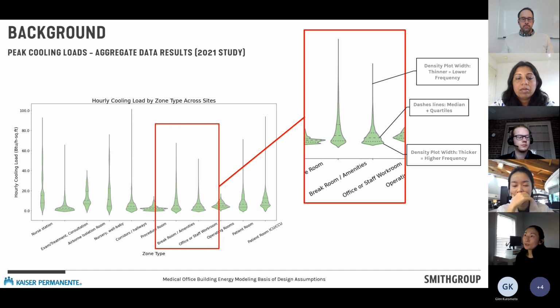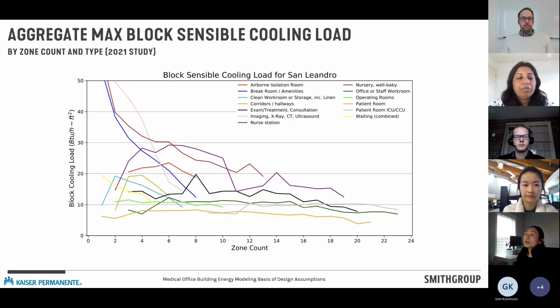And this violin plot shows some of the thinner pieces here show the lower frequencies, the median shown by the line in the middle, and then the thicker parts show the higher frequencies. What this violin plot shows is that medians are actually fairly consistent across the zone types, but it's the peaks that have higher discrepancies between them. Then next, we looked at the aggregate max block cooling sensible load.